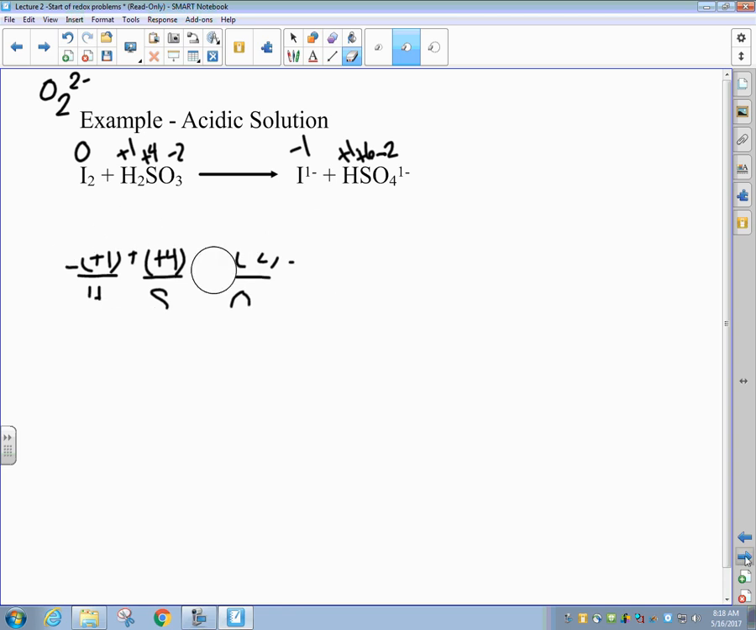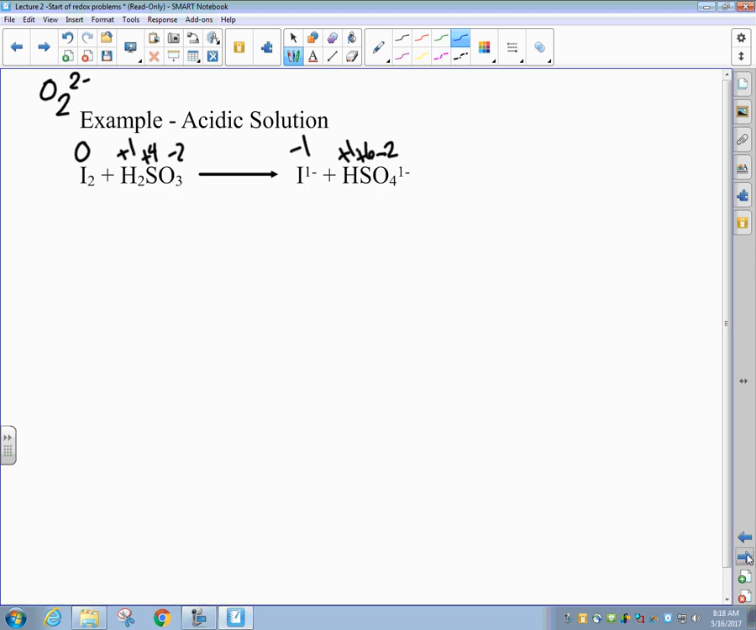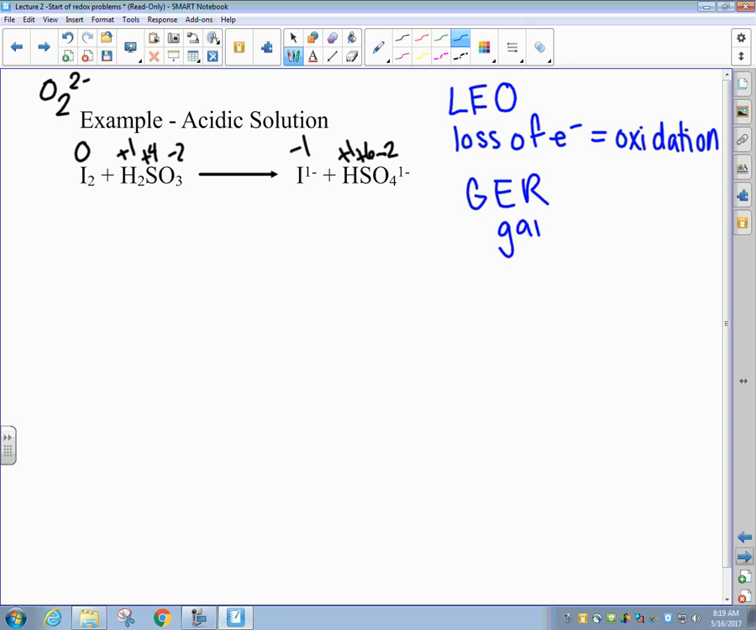All right, now that we've assigned oxidation numbers to all of our atoms, we're going to go ahead and take a look at our second step. Step 2 is to determine what has been oxidized and what has been reduced. So again, it's going to be helpful to remember our mnemonic. A loss of electrons results in an oxidation. The substance that loses electrons, we say, has been oxidized. A gain of electrons results in a reduction. The substance that is gaining electrons, we say, has been reduced.